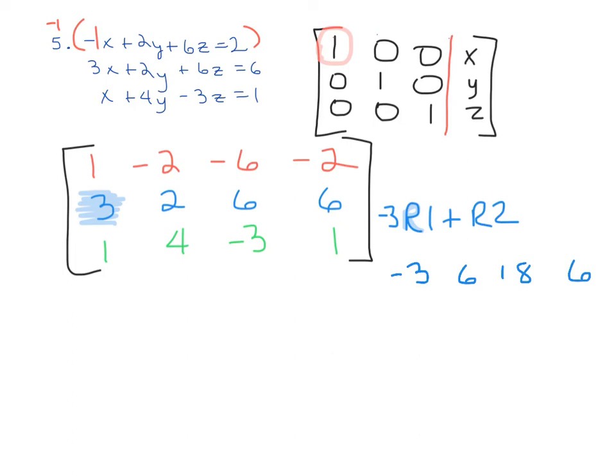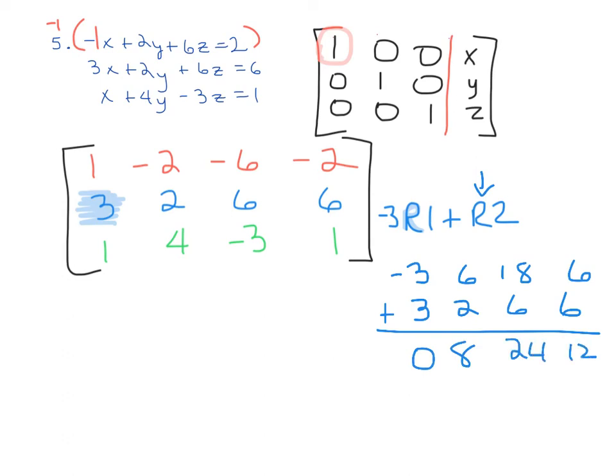I am going to write row 2 underneath it. And this answer that I get when I add is now my new row 2. So my row 1 is staying the same right now. I just got my new row 2. And now I need to fix row 3. That 1 needs to become a 0. I'm still working with the red row 1.